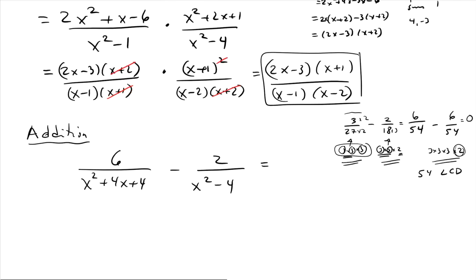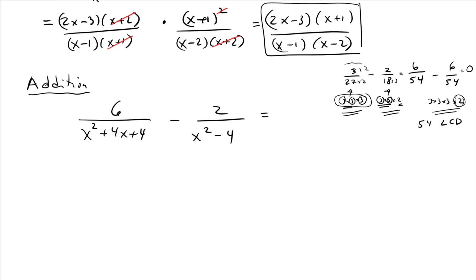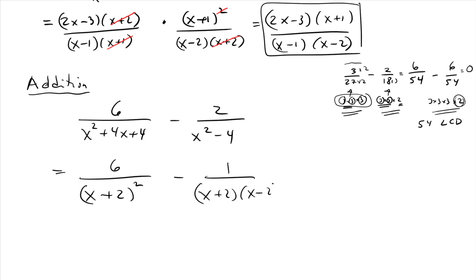But anyway, it's going to be the same principle over here. We're going to factor our denominators. This is actually a perfect square if you think about it. This is x plus 2 squared, and this is a difference of squares, so it's x plus 2 times x minus 2. So what's the LCD here?